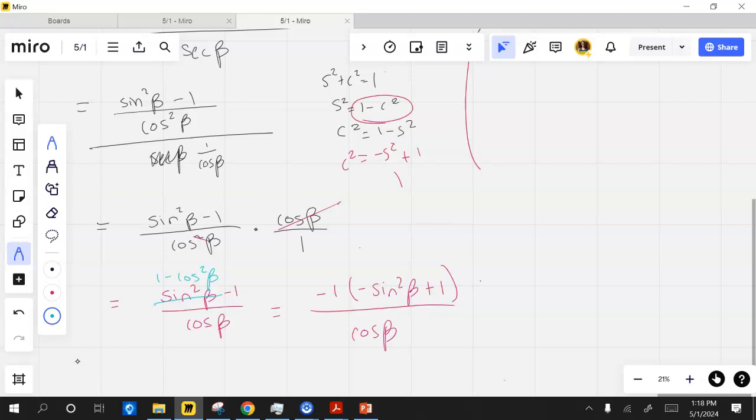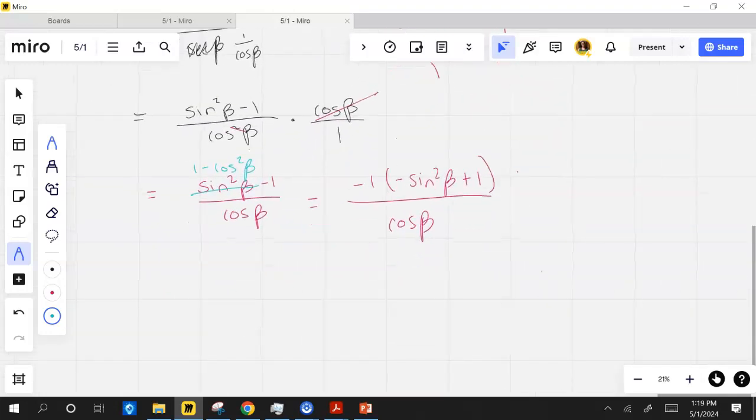What's the next step? What's the next step after that? That's way easier. Okay. Do it like that, then just change sine squared to 1 minus cosine squared. So if sine squared is now 1 minus cosine squared, 1 minus 1 cancels out. I've got negative cosine squared over cosine. And now you breathe a sigh of relief because negative cosine beta is my answer.